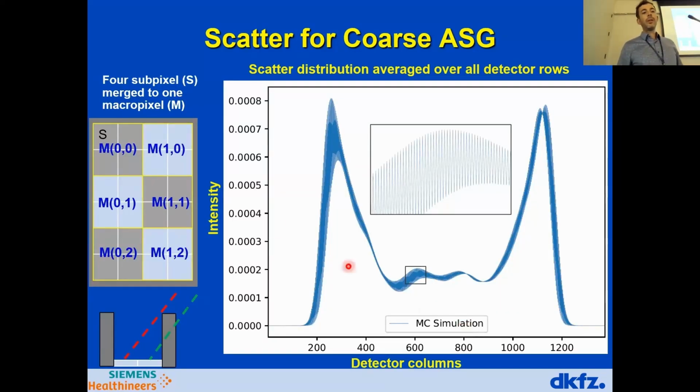So here for this experiment, we will merge our 4 subpixels to 1 macropixel. Actually, our scans in fullest collimation, where we have problems with scatter, are done in macropixel mode. So here in gray is our anti-scatter grid. And in between these lamellas of the anti-scatter grid, we have 6 different macropixel locations. Here on the right side, we have a scatter distribution averaged over the detector rows. And as we can see, especially in the zoomed in image, we have a change up and down in the intensity of the scatter.